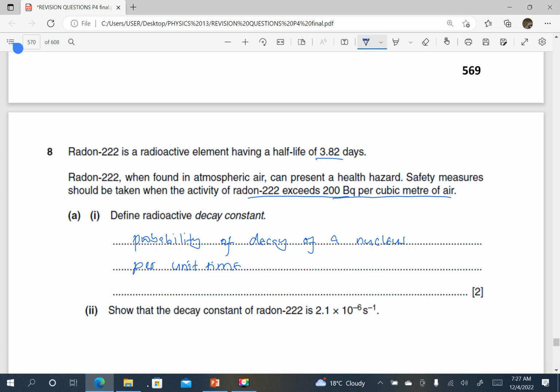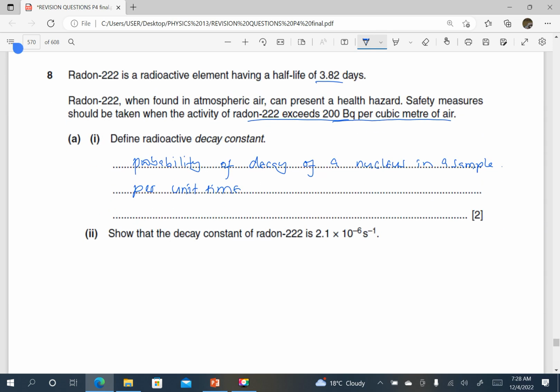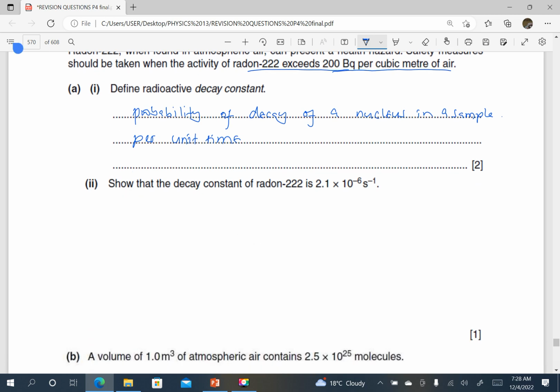The probability of decay of a nucleus in a sample per unit time, that is the decay constant. The probability that a nucleus will decay in a given sample per unit time, that is the decay constant, or the fraction of the nuclei decaying per unit time. Show that the decay constant is given by that.